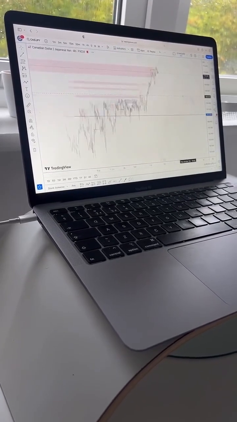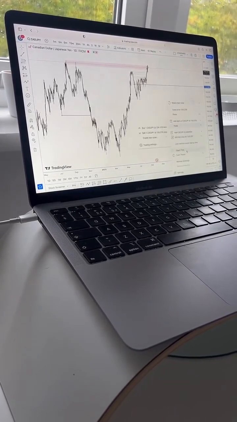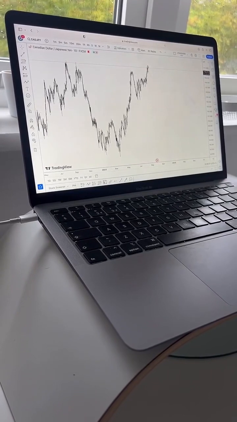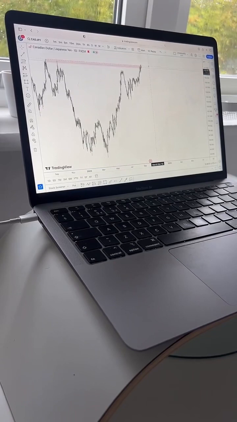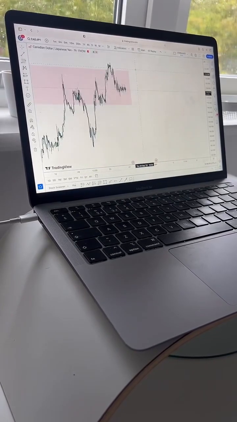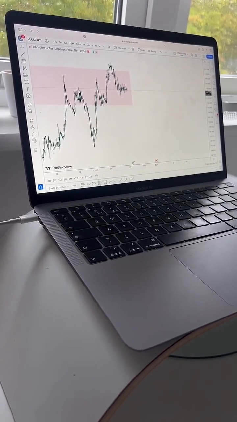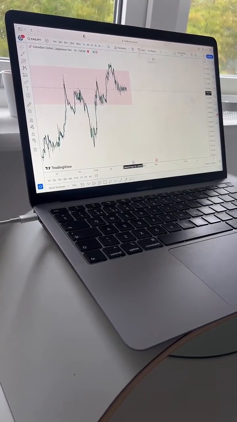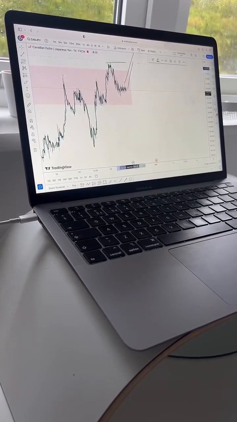CAD Japan, so meaning Canadian dollar, Japanese yen. So testing these highs. We did break the high, so because the highs are broken on the higher time frame, it's an indication that the market wants to go higher, so could see moves to break this again.